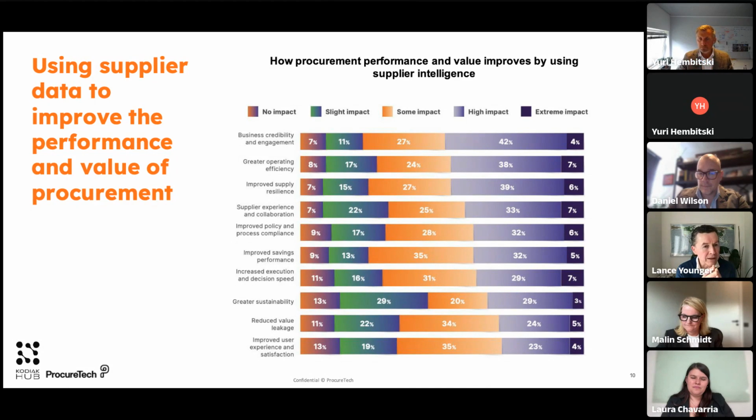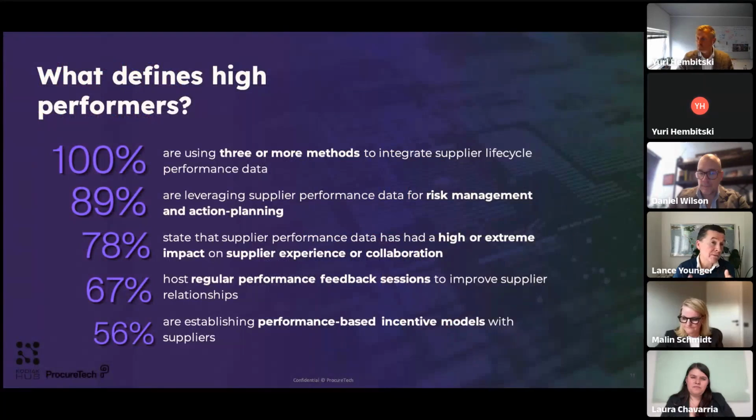The additional lens that we applied, when we were looking at the data, was what do high-performing organizations do, and how do high-performing organizations work with their spend intelligence. The first thing, and what was universal, was that 100% of high performers were using 3 or more methods to integrate supplier performance data.